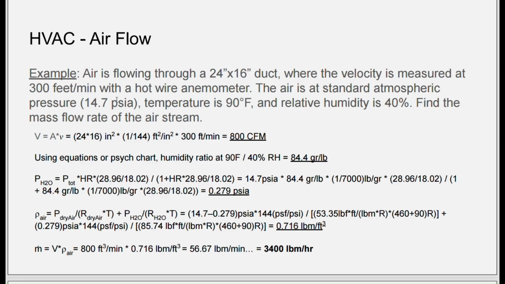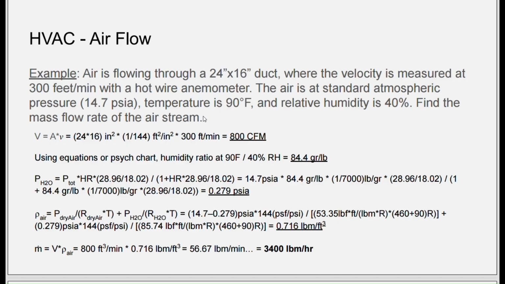So let's do an example. This looks messy, but it's not that complicated. We can talk through it, or you can pause or something. But let's say you've got a 24 by 16 duct, and you use your anemometer and you measure the velocity at 300 feet a minute. And the air is at standard atmospheric pressure, and it's 90 degrees. We know relative humidity from a tool where we can measure it. There's a lot of ways to measure relative humidity with tools out there. And let's say it's 40%. So what's the mass flow of the airstream?